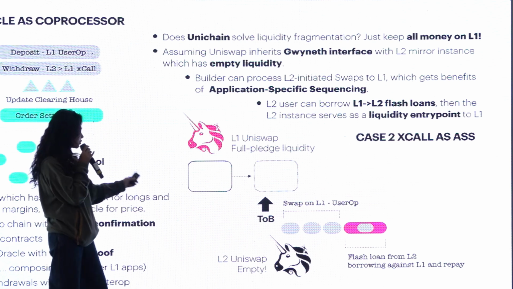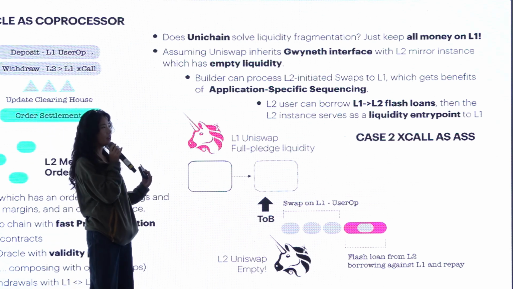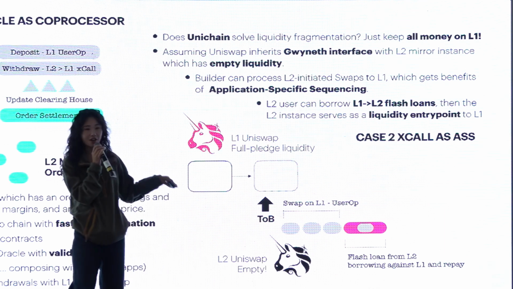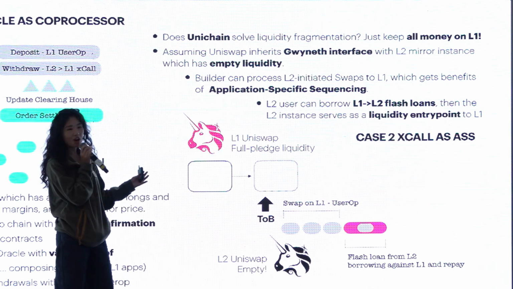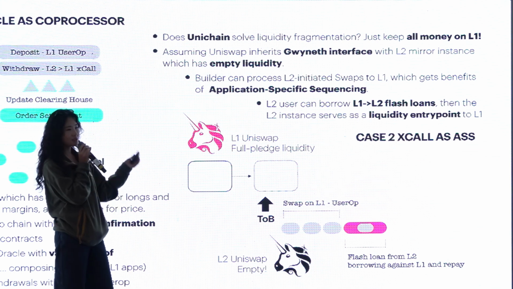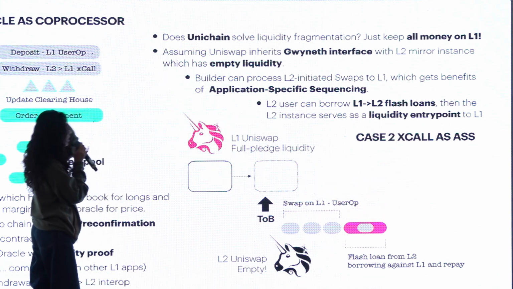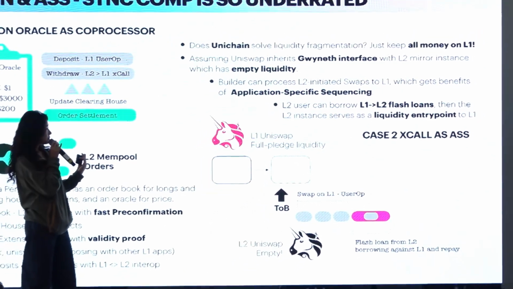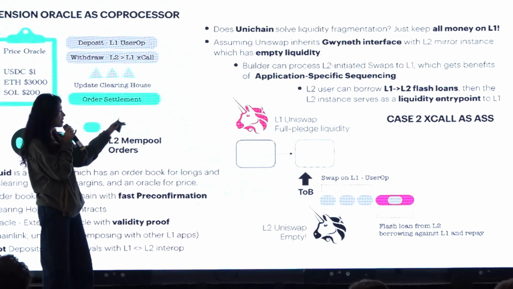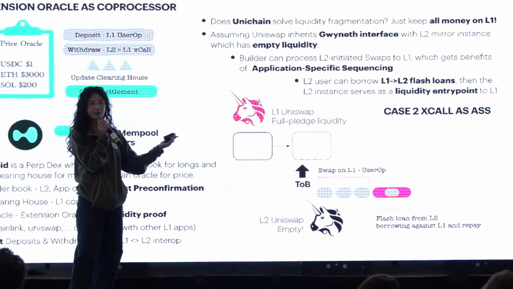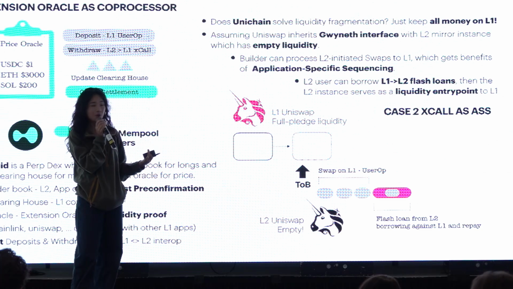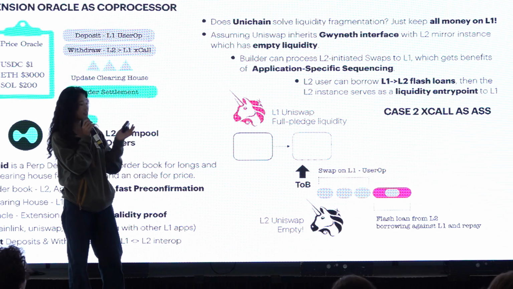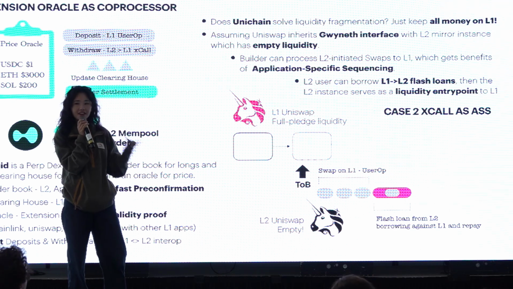So this Uniswap L2 instance will, by default, be essentially sequencing L1 Uniswap swaps as user operations. So it's basically sequencing for this application specifically, right? And L2 users can borrow L1-to-L2 flash loans, and in that case, you take money out of L1 and immediately pay it back to L1 and do whatever you want on L2. And in that case, the Uniswap L2 contracts only function as a liquidity entry point to L1. You don't need any money on layer 2.